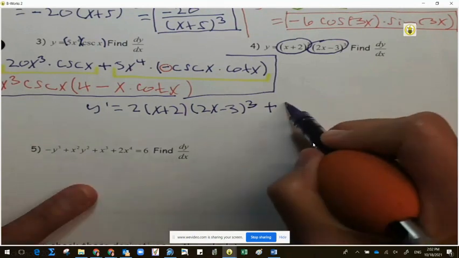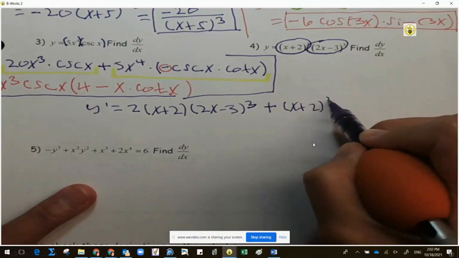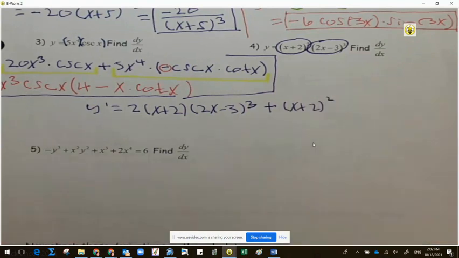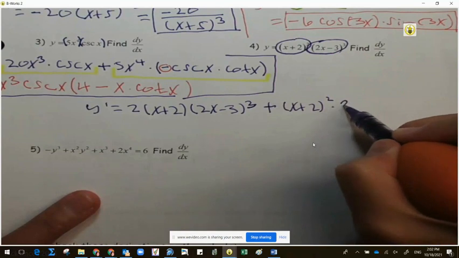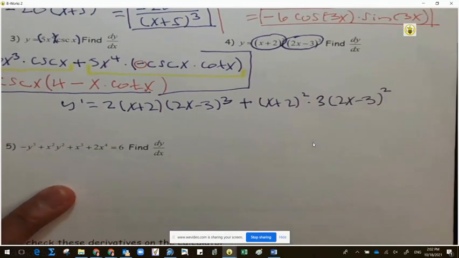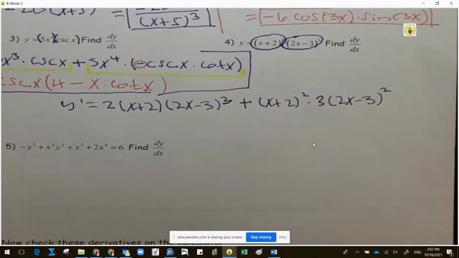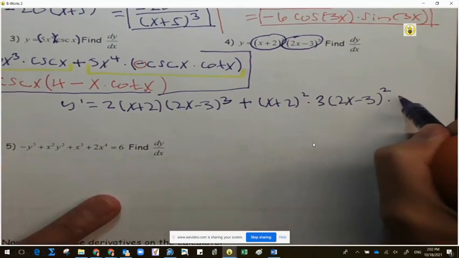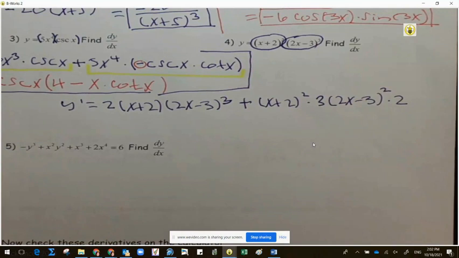And then do I derive the first one or keep the first one after this one? Keep. So I have x plus 2 all squared. And when I derive the second one, isn't that another chain rule? So 3 comes down. We keep the inside. It is 1 less, which is squared. What is the derivative of the inside now? 2. So let's see how we can actually factor things out.